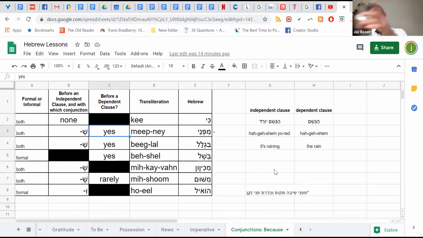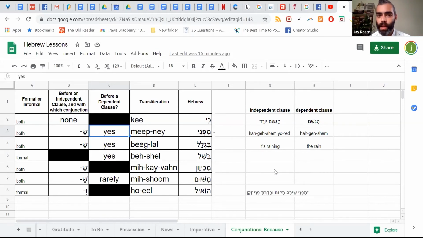Ani shote mayim. I'm drinking water. Mipnei she'ani tzameh. I'm drinking water because I am thirsty. Tzameh means thirsty. I'm drinking water because I'm thirsty. That is a perfectly all right sentence.